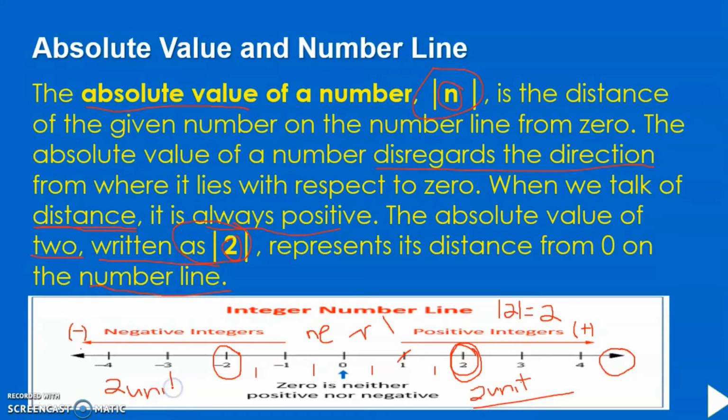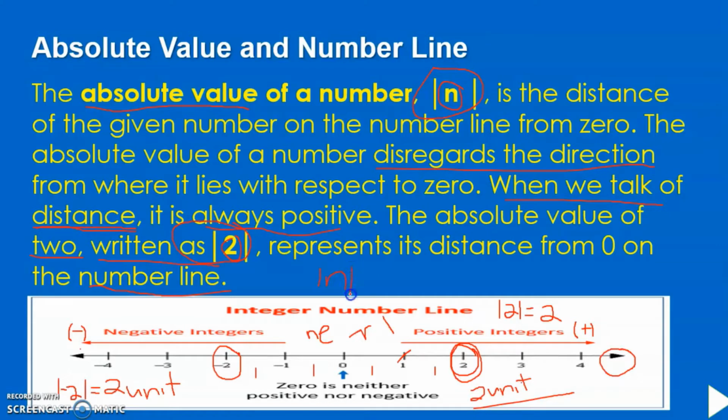2 unit distance. So we could say that the absolute value of negative 2 is just the same as the absolute value of positive 2. Why is that so? Because it's given here that when we talk about distance, it's always positive. So that is why there is no such negative distance here.